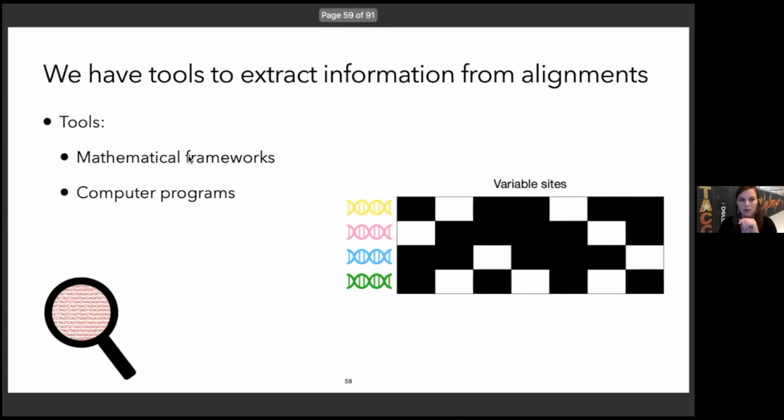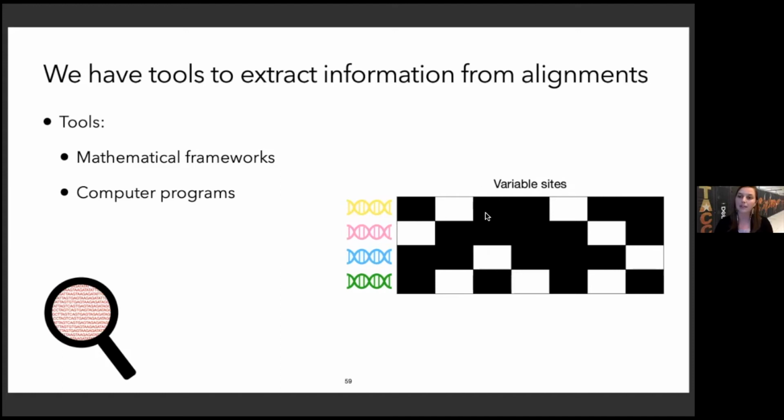Okay, so in the field of biology, we have a long history of developing tools to extract information from these alignments. These tools are built on mathematical frameworks that are based on the things that we know about biology and how populations work. And then to apply these frameworks, we develop computer programs that use this math on this data. And what these tools allow you to do is extract information from this alignment.